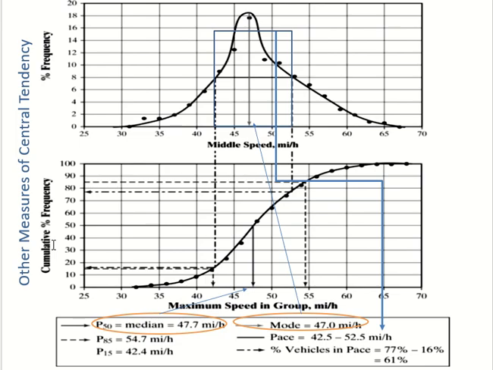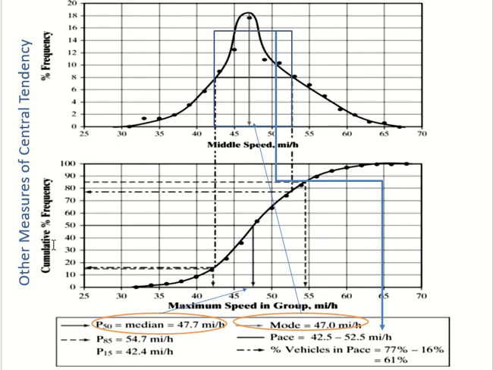So we do the same thing with 52.5. I come here to 52.5, I go to the graph and I find out the percentage. This percentage is how much? 77. Again, it is cumulative, meaning it is not at 52.5, it is from 0 to 52.5. Got it? So 0 to 42.5, 16. 0 to 52.5, 77. If I take the difference, I will get the percentage between them. Clear?